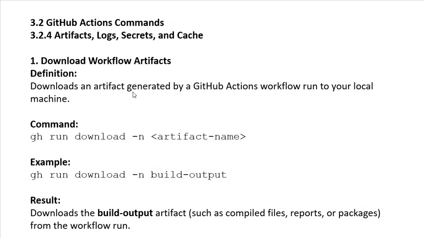Download the artifact generated by the GitHub Actions workflow run to your local machine. The command is gh run download -n artifact-name. For example, gh run download -n build-output. The result downloads the build-output artifact, such as compiled files, reports, or a package from the workflow run.